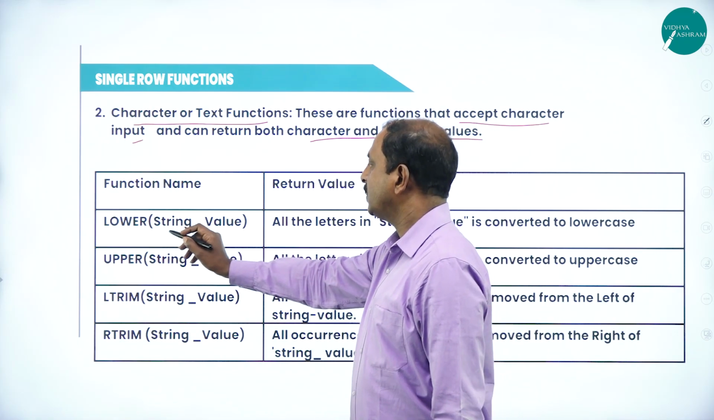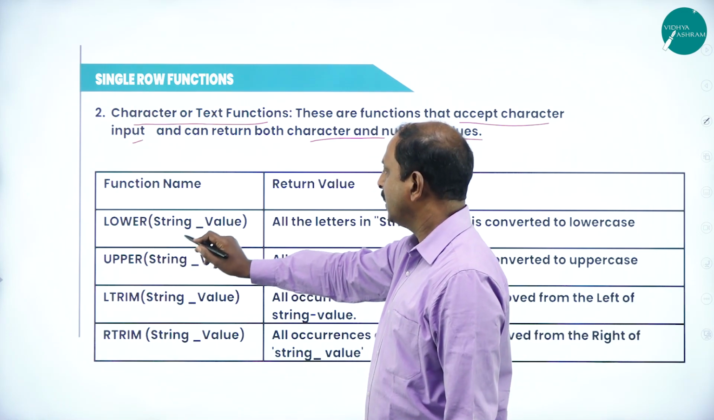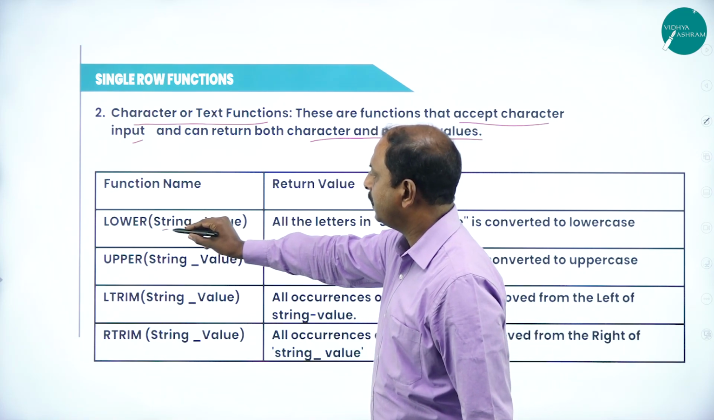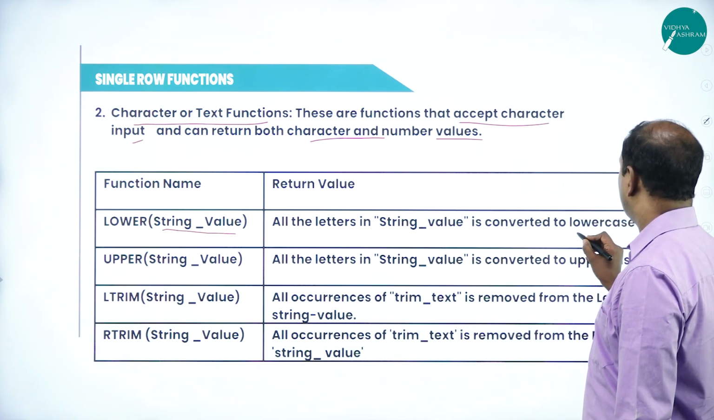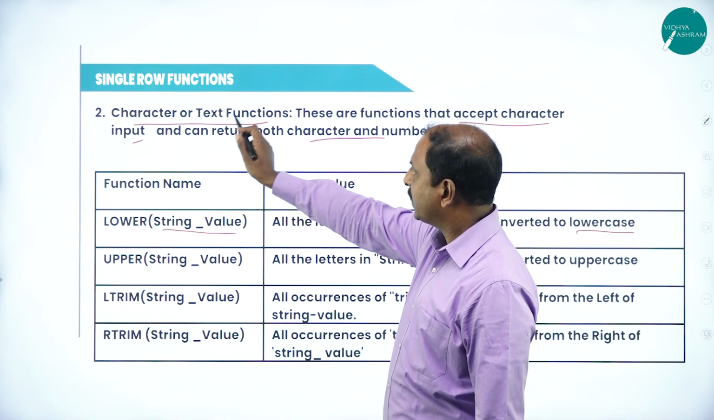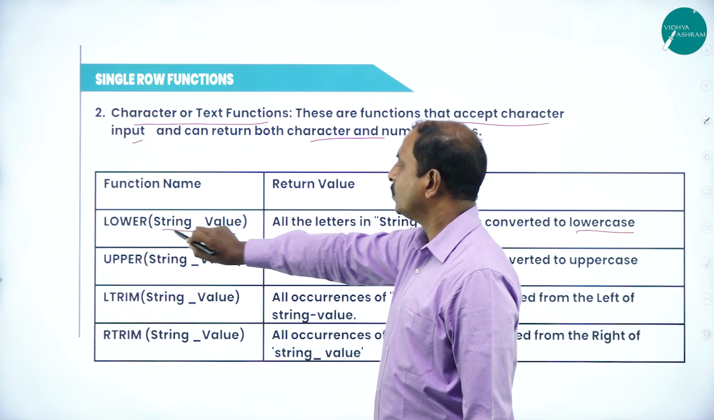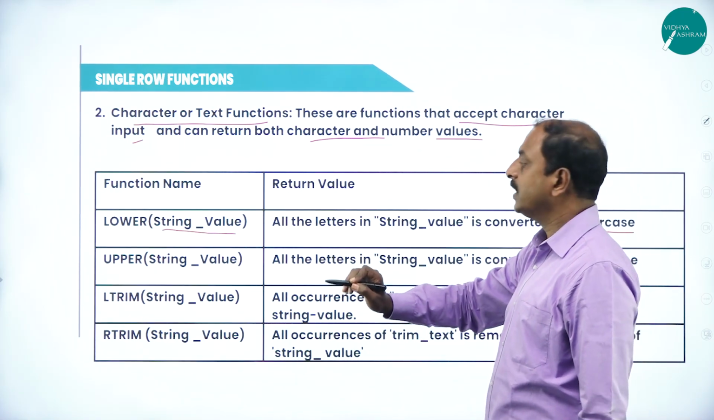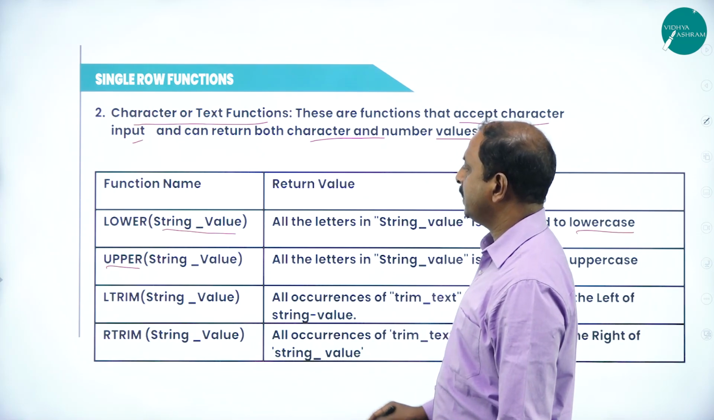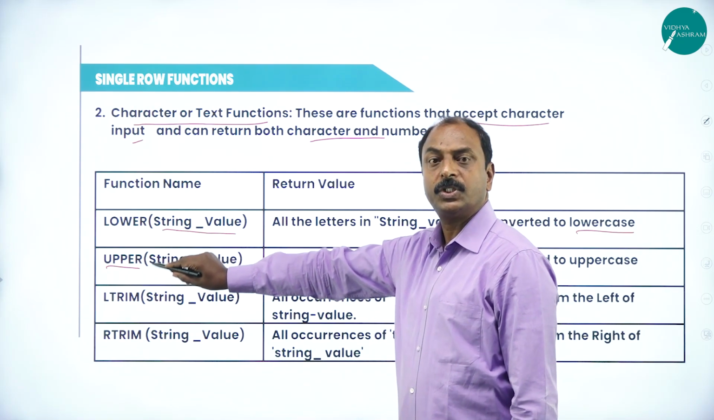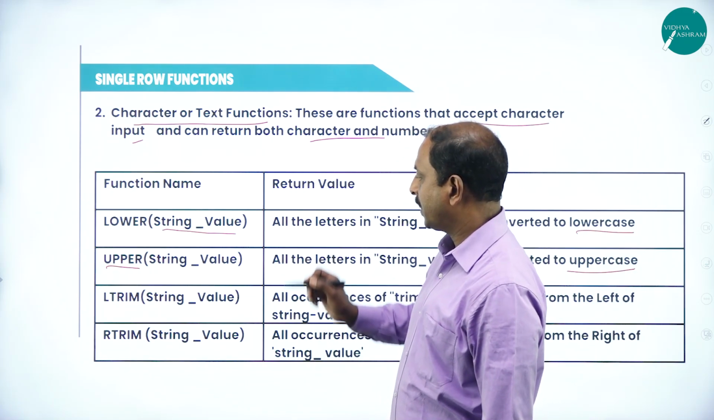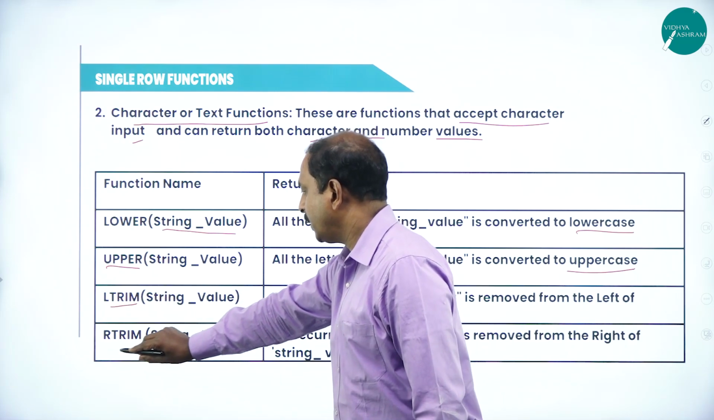So one is LOWER(string value). Here LOWER is the function. All the letters in the input string value are converted into lowercase. So LOWER, a character or text function, converts the values of the string value into a lowercase string. Similarly, UPPER(string value): all the letters of this particular string will be converted into uppercase characters. So that is uppercase.